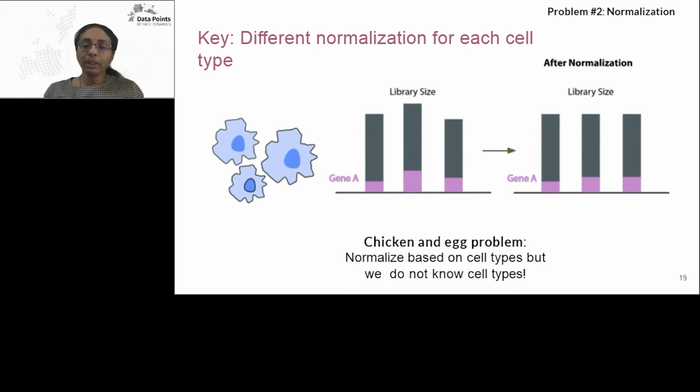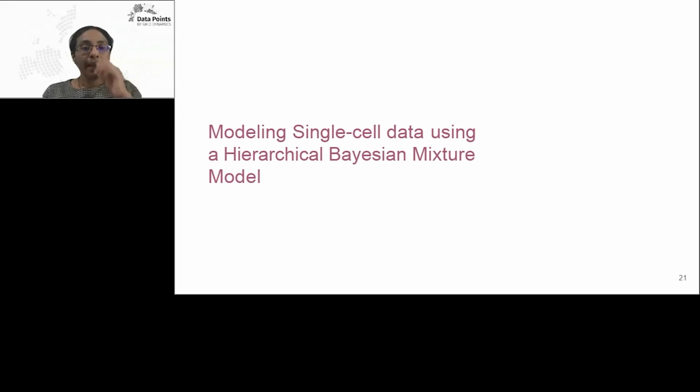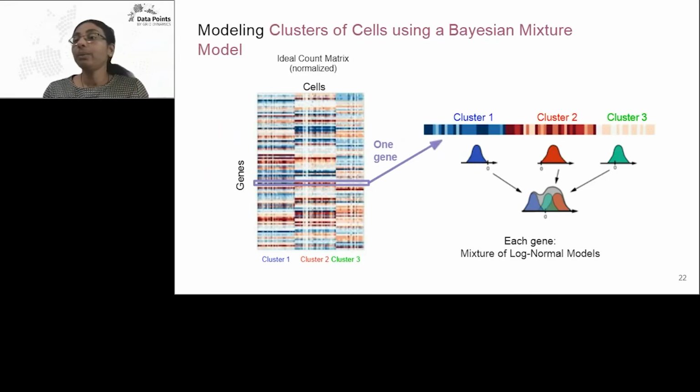But this is now a chicken and egg problem. How would you do this? Because you do not know what the cell types are. And therefore, we came up with this iterative procedure where you take the data, build the count matrix, cluster it, and then impute and normalize. For this, we've used a hierarchical Bayesian mixture model. I probably wouldn't go into too much of the math, but I've left this here for anyone who's interested.